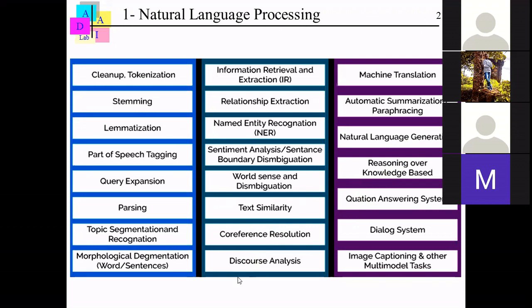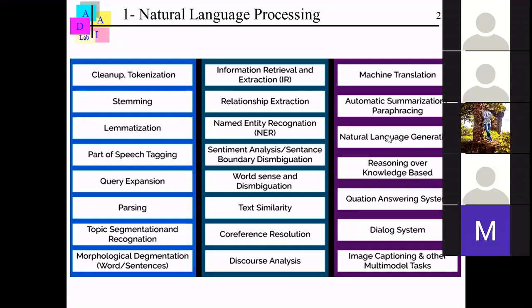Co-reference resolution or discourse analysis. And in the third column, you can see some advanced natural language processing tasks. For example, machine translation, automatic summarization, natural language generation, question answering systems, dialogue systems, and image captioning. These are advanced natural language processing tasks related to the chatbot we talk about today.